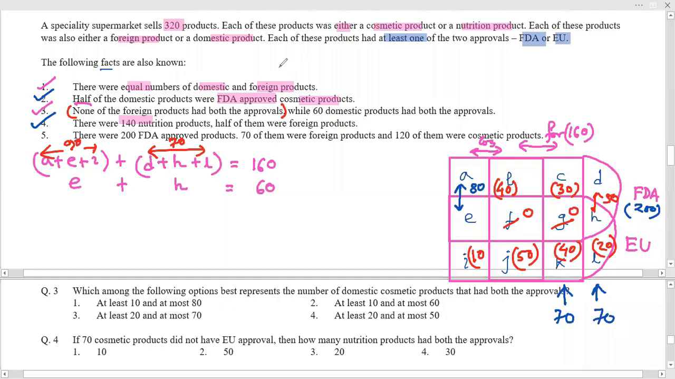Now let us get the third question. Which among the following options best represents the number of domestic cosmetic products that had both the approval? Domestic is outside, cosmetic product is this, that had both the approval E. So it's talking about E. And E I don't know, EH I know, and EH maximum is 60. So E can have maximum value 60. So option 2 would be my answer.